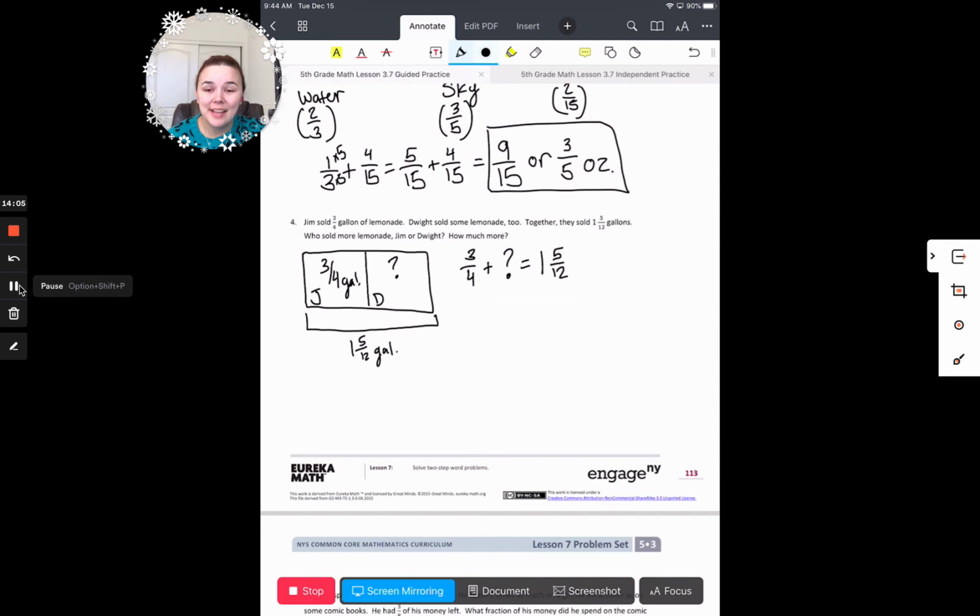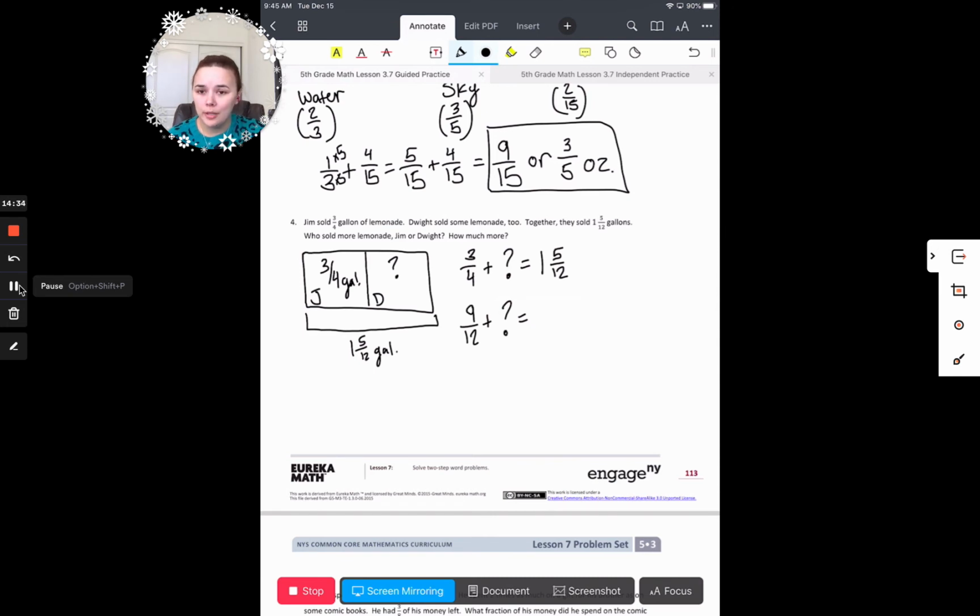First, we need to have both of our numbers with a common denominator. Well, a common multiple of 4 and 12 is 12. So we can change our 3/4 into a fraction over 12. To do that, we'll have to multiply our numerator and our denominator both by 3. So then this becomes 9/12 plus something equals 1 5/12.